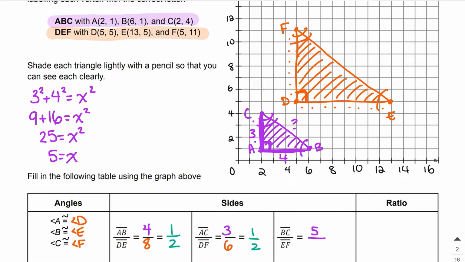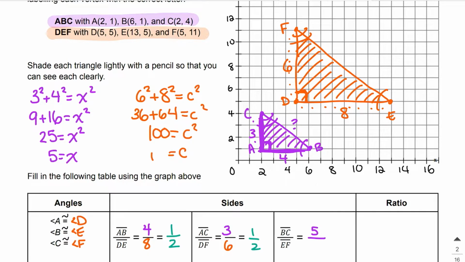I want to do the same thing for EF. Same thing, I could use the distance formula or the Pythagorean theorem. Since I know these are 6 and 8, I can just say 6 squared plus 8 squared equals, let's use c squared here. So I'd say 36 plus 64 equals c squared. This gives me 100, which means that c has to be 10. So here, this has a ratio of 5 to 10, which reduces to 1 to 2. So here, the ratio is 1 to 2.